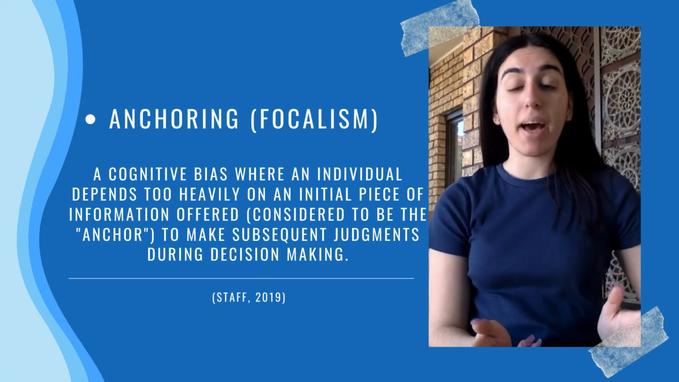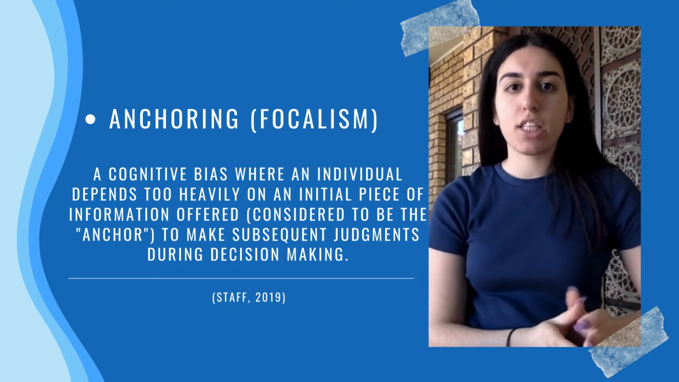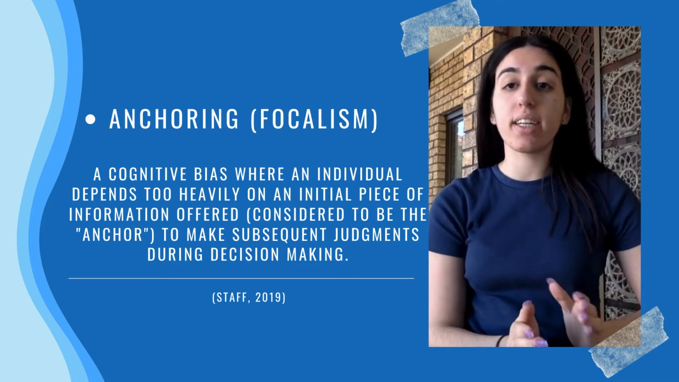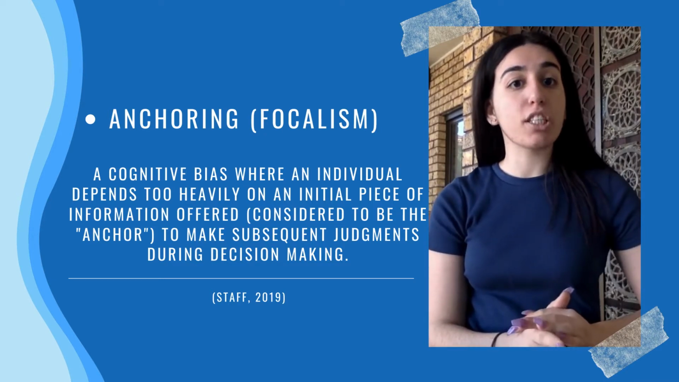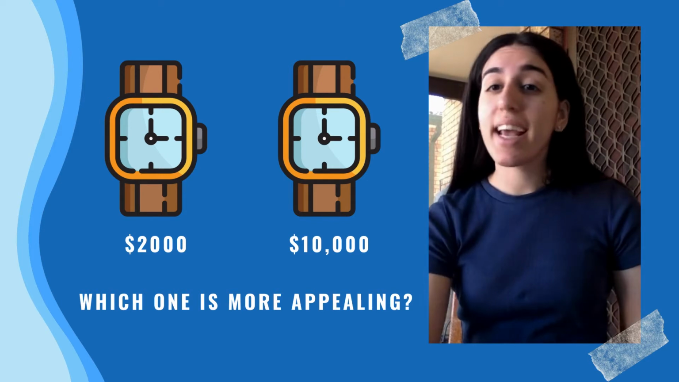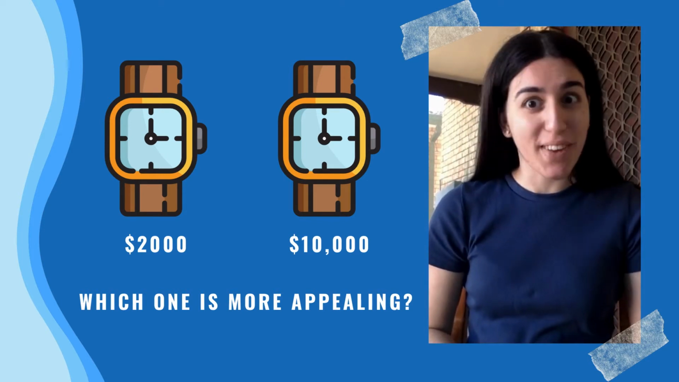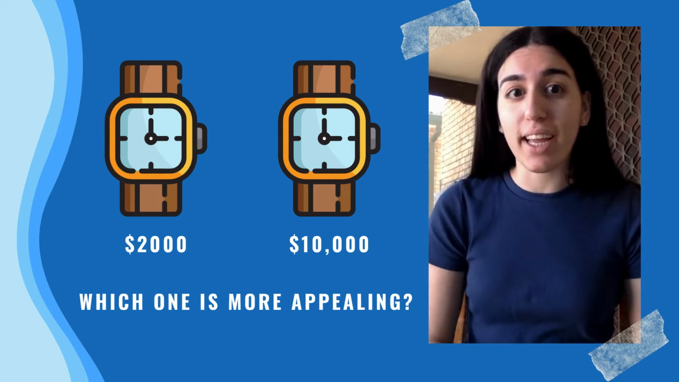Next, we'll be talking about anchoring, also known as focalism. It is a cognitive bias where an individual depends too heavily on an initial piece of information offered to make subsequent judgment during decision making. As the saying goes, the best way to sell a $2,000 watch is to put it next to a $10,000 watch, right? But why is this? The culprit is commonly called anchoring.